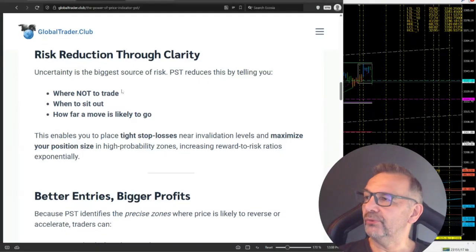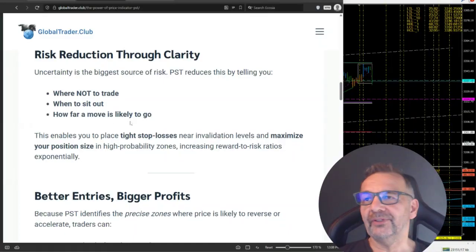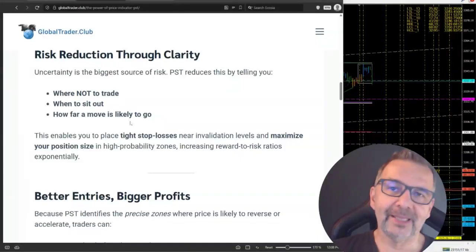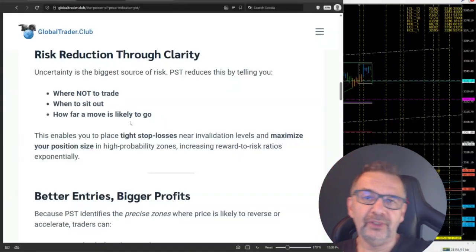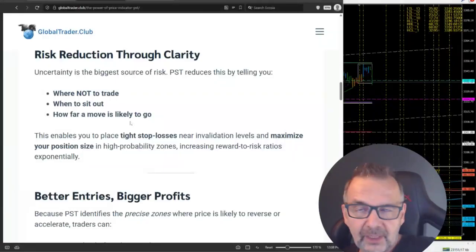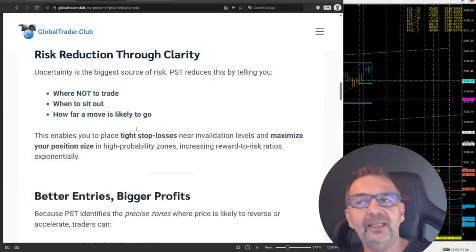Yes, reducing risk. You know where not to trade as well. You know when to sit it out and how far the move is likely to go. This is really important for me because it allows me to cover the trade nicely. Once I've got the trade covered, I'm like laughing. It doesn't matter if it goes against me. I can go do whatever I want during the day, take care of business, have family time or whatever. So this is really important: covering the trade and then letting the rest ride.